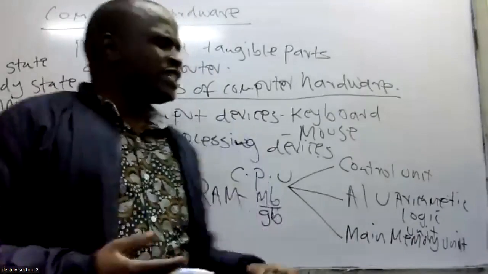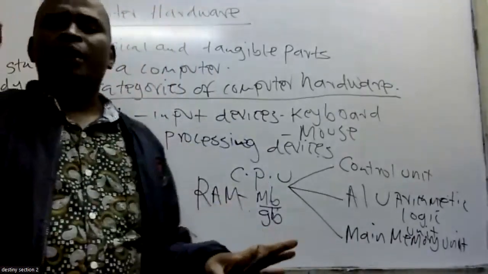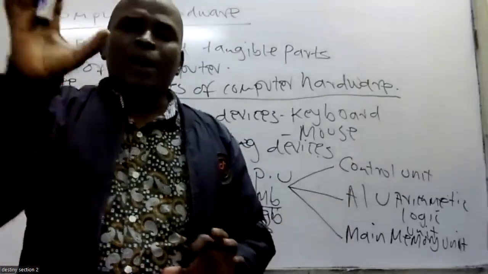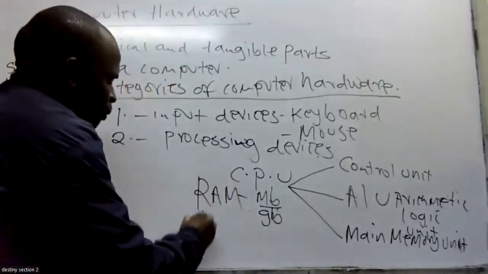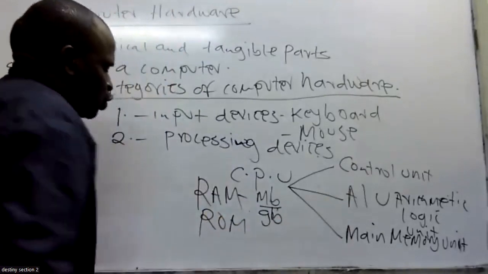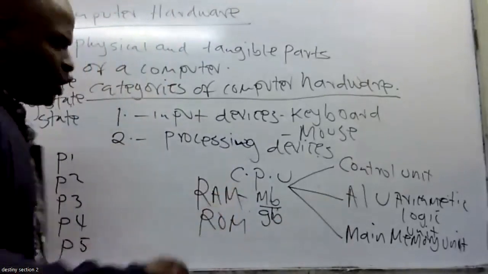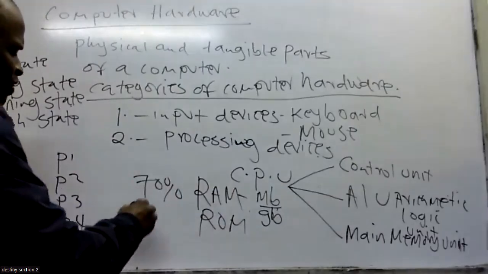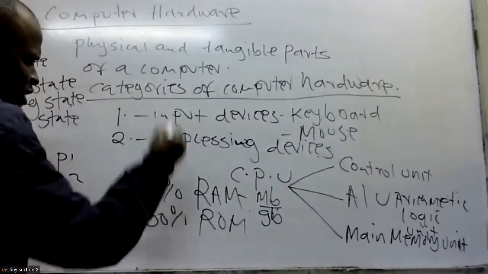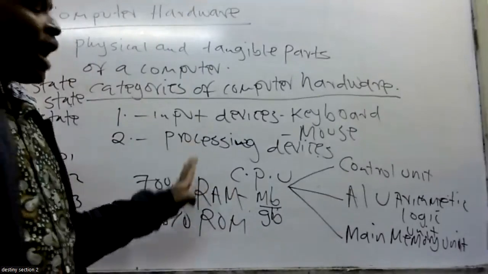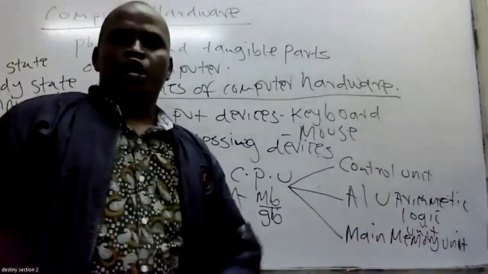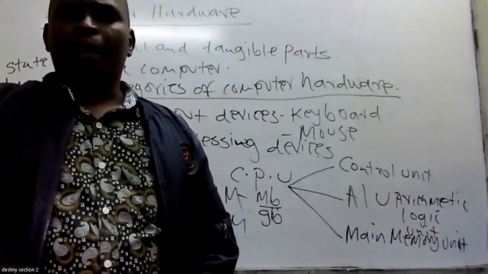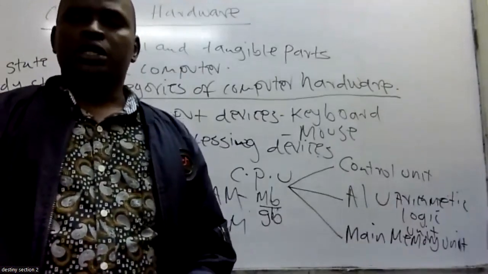And this makes up 70% of what? Of the primary memory. Another primary memory is the ROM. So the random access memory is 70%, and this other one is the 30%. These are the main memory unit. What is the responsibility or the duty of the main memory unit?